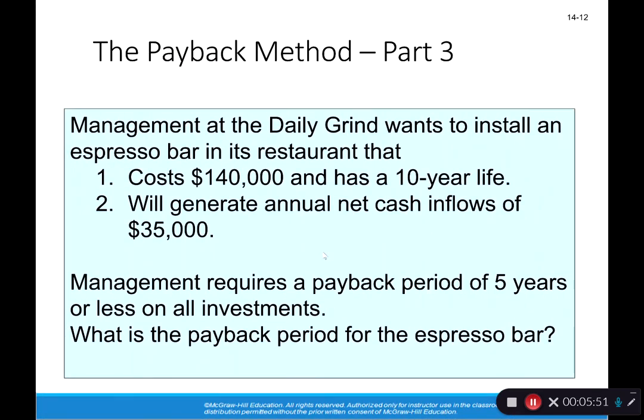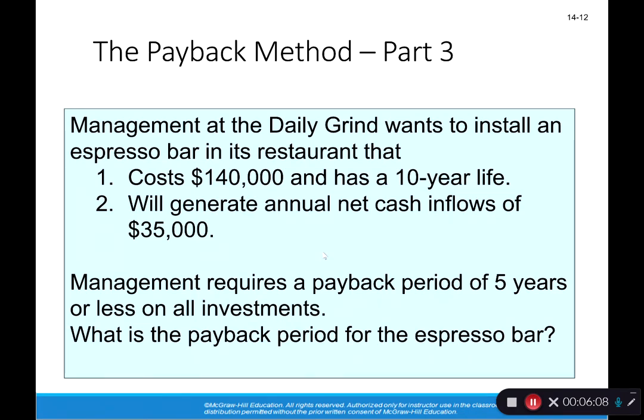Management at the Daily Grind wants to install an espresso bar. How exciting. It costs $140,000 and has a 10-year useful life and will generate annual net cash inflows of $35,000. Management requires a payback period of 5 years or less on all of its investments.